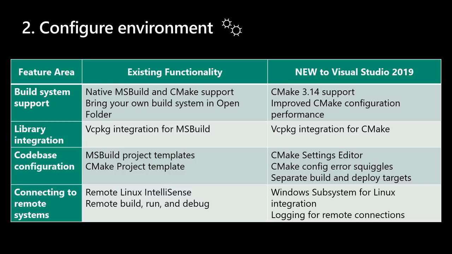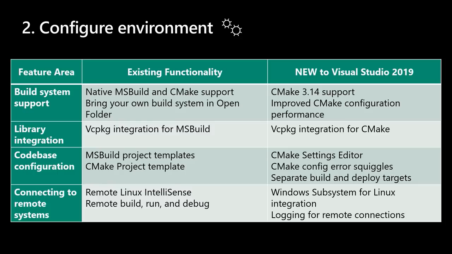So we have 2 different project systems, I guess, at this point that are natively supported in Visual Studio, MS Build and CMake. You can also bring your own build system with open folder support. And we have this Vcpkg integration that now works for both MS Build and for CMake projects. And we've done a lot of improvements on the CMake experience. And we have MS Build project templates. We have a CMake project template as well, which I demoed earlier. You even get IntelliSense, building, running, and debugging for targeting remote machines, including for Linux.